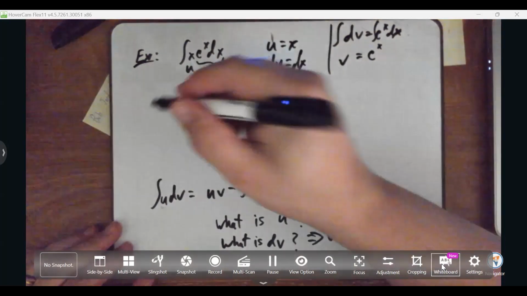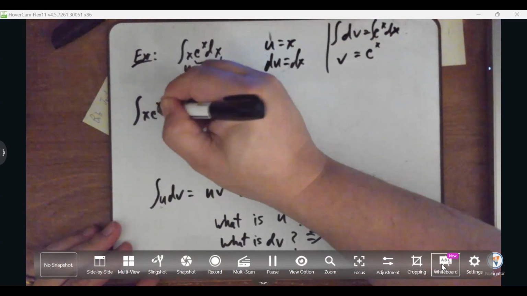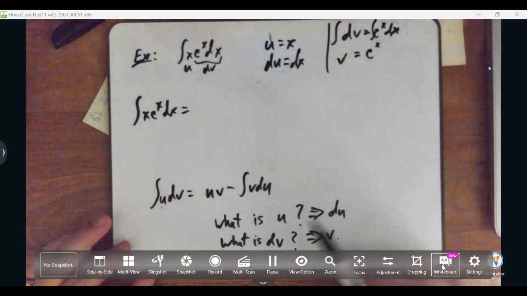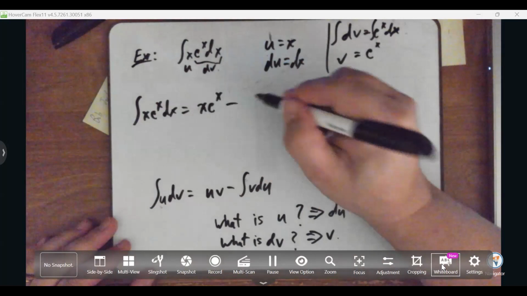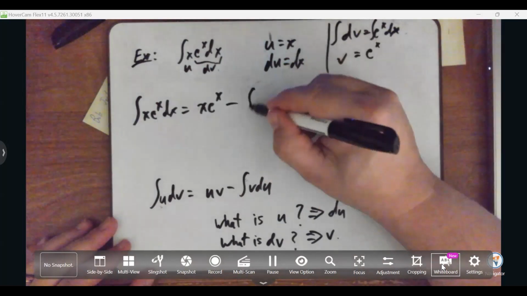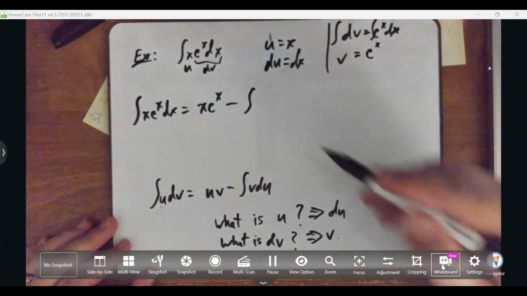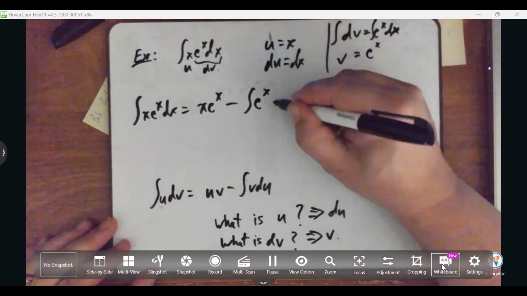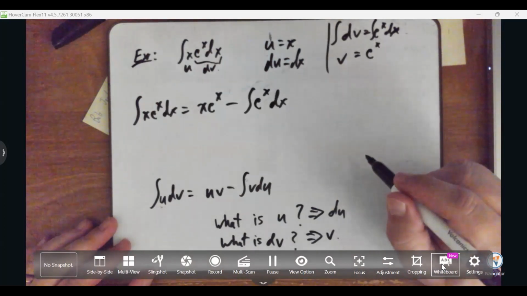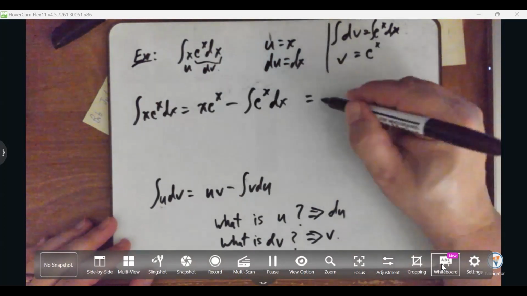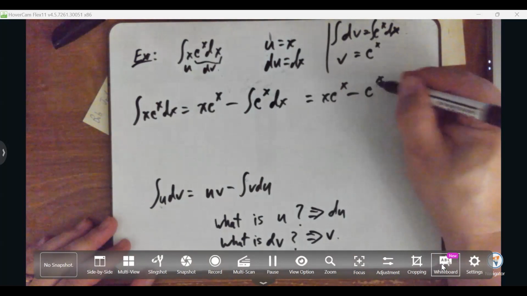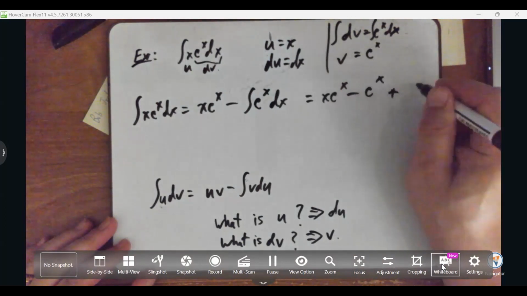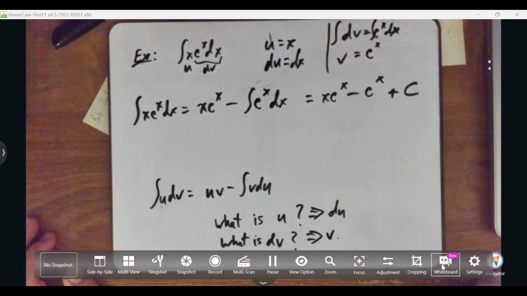Okay, so now let's plug that into our formula. The integral of x e to the x dx, if I'm going to do integration by parts, is uv. So that's x e to the x minus the integral of v du, so that's e to the x dx. We know how to integrate e to the x, so that's just e to the x. And then, of course, once you do your last integral, don't forget your constant plus c. There we go. That's integration by parts.